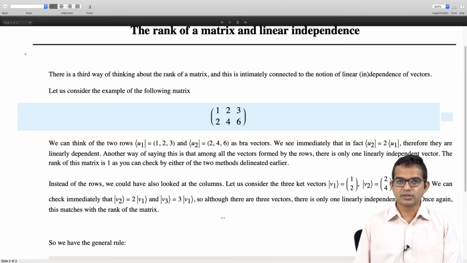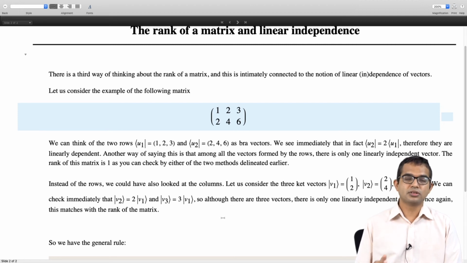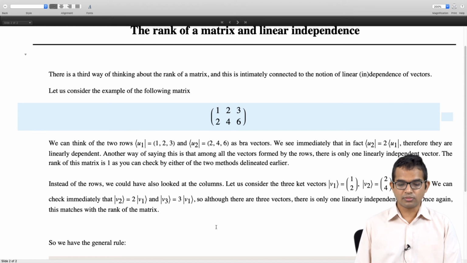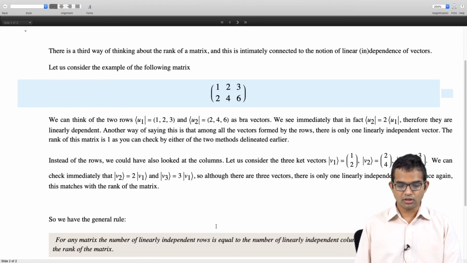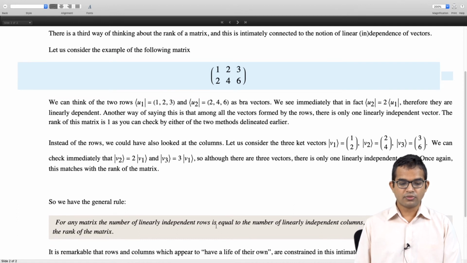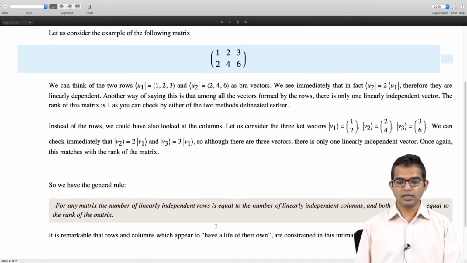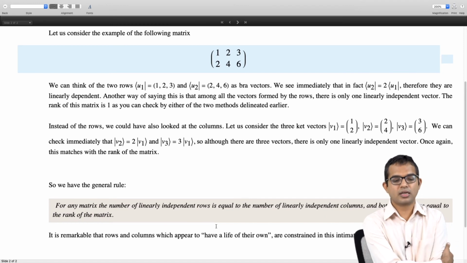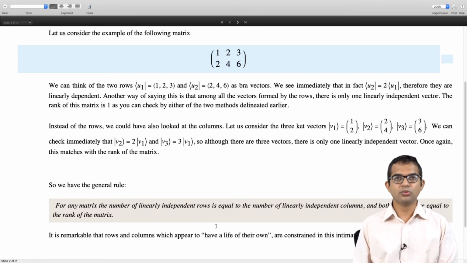So anyway, it's important to be aware of this result, that the rank of a matrix is not just something that you obtain from row reduction, but it's also the number of linearly independent rows, or equivalently the number of linearly independent columns, right? So this is the general rule. For any matrix, the number of linearly independent rows is equal to the number of linearly independent columns, and both of these are equal to the rank of the matrix, right? So this is the rule which I would like you to verify, right?